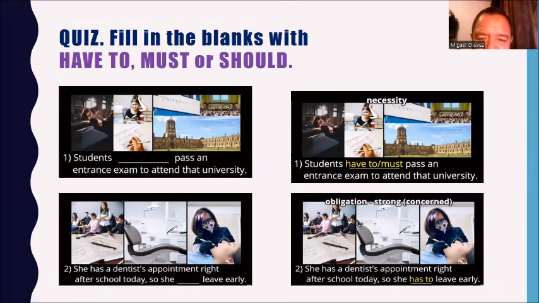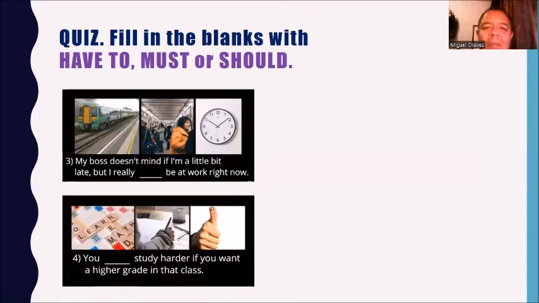Okay, thank you. For number 3, please. Have to, must, or should. A volunteer. Remember, we are learning. It doesn't matter if you have errors. We are going to learn from the errors. Teacher, what's the meaning of boss? Jefe. Okay. Mi jefe en la oficina, en el trabajo.